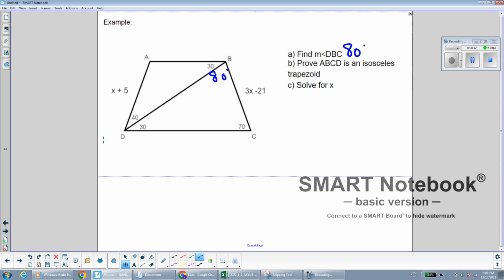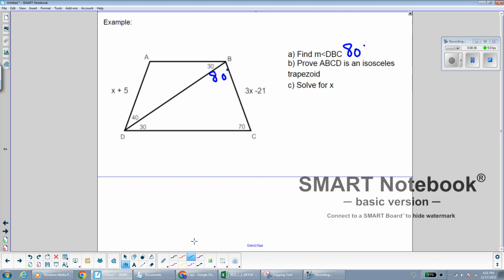Well, before a trapezoid can be isosceles, it first needs to be a trapezoid to begin with. And they never told us that this quadrilateral was a trapezoid. So in order to prove that we have an isosceles trapezoid, we first do need to prove that we have a trapezoid to begin with. So remember, by definition, a trapezoid has only one pair of parallel sides.